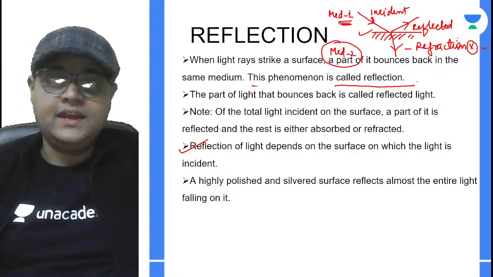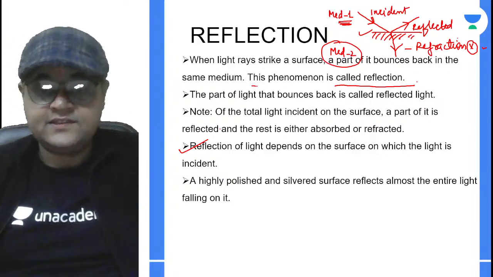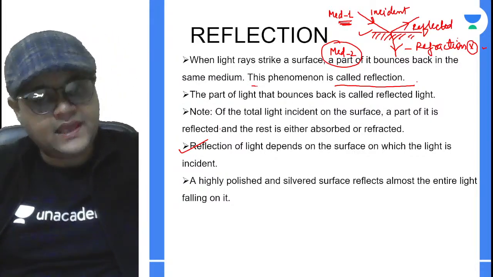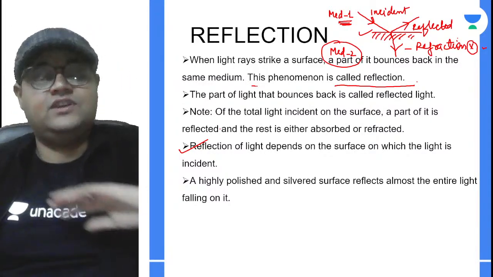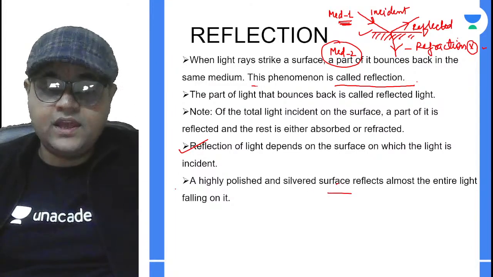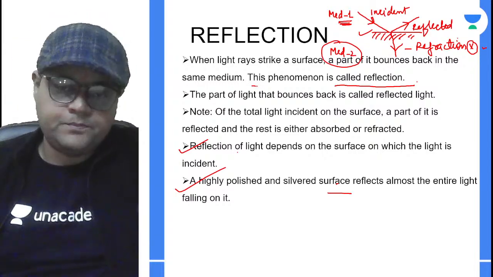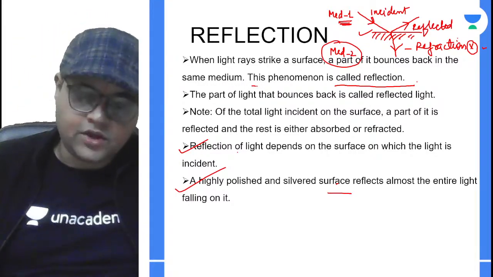In reflection the surface plays a very vital role. It has a decisive role to play. A highly polished surface or a silvered surface reflects almost the entire light falling on it. This is what I meant to tell you, right? I hope so far it's good and you've understood all the topics.